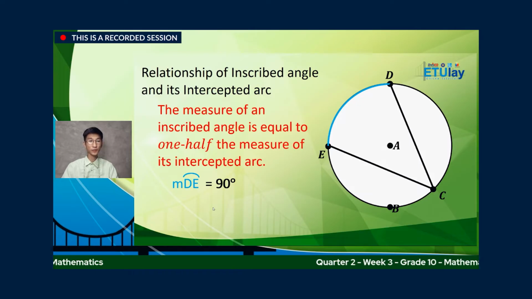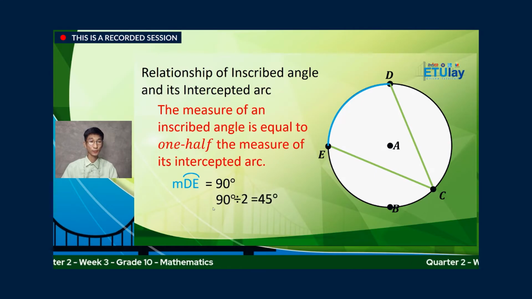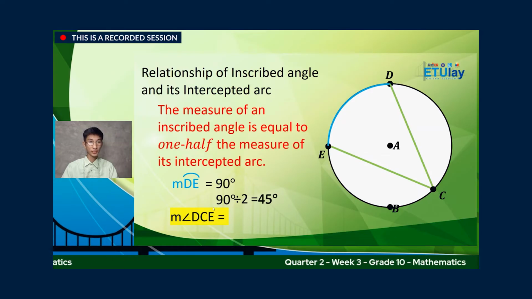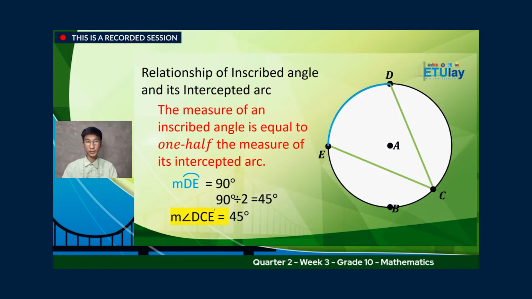Or if the measure of arc D is equal to 90 degrees, we will divide it by 2, and it is 45 degrees. Therefore, the measurement of angle DCE, which intercepted the arc DE, the measure of angle DCE is now 45. Kalahati lang. Kung ang arc ay 90 degrees, and its angle is half of that, which is 45 degrees.